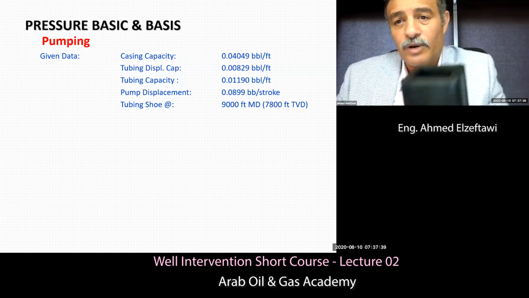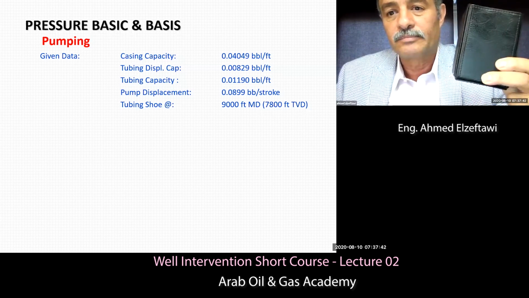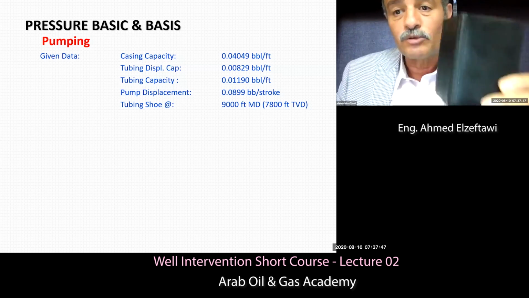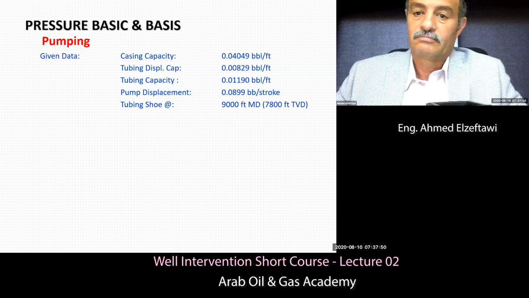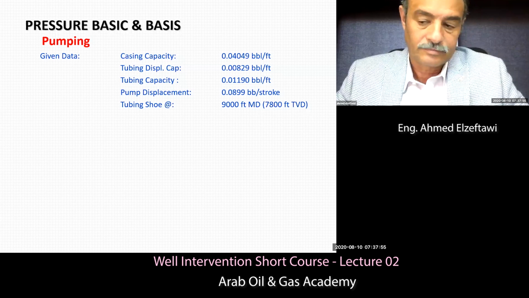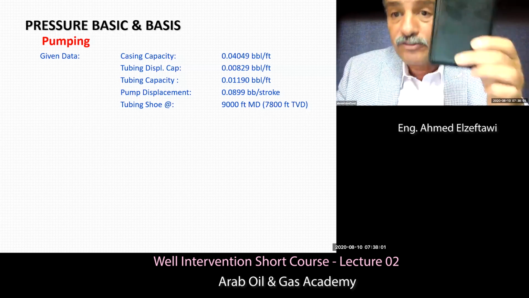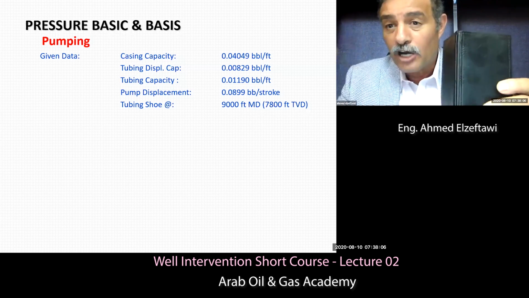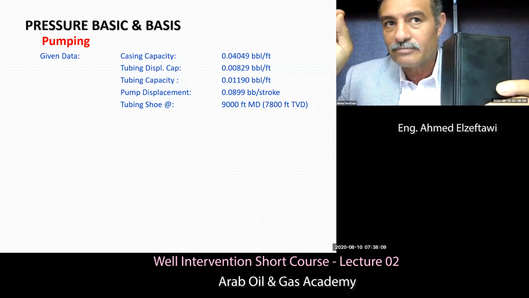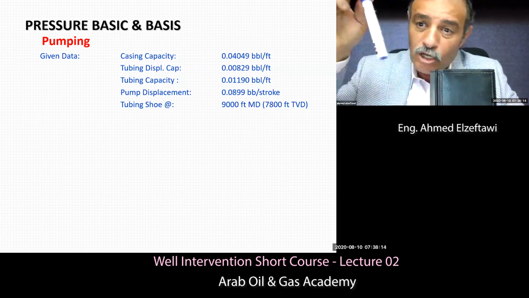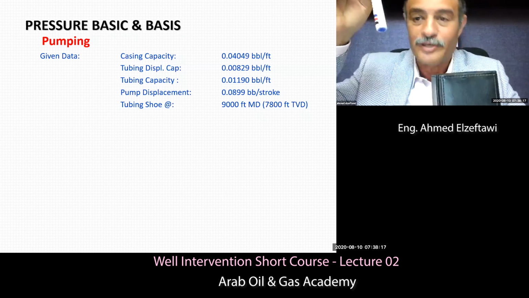Let's assume that this is our well. This is the well we drilled, okay? After we drill this well, we run the casing. After we run the casing, it is cemented. Let us fill this well with water, and let's assume we fill it with 500 barrels of water. Now we are going to run the completion, the production tubing.